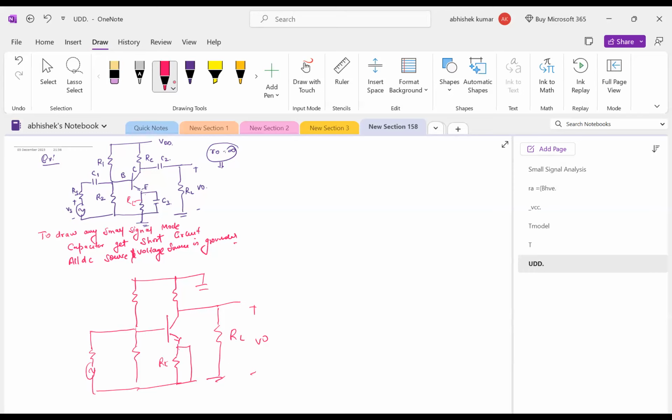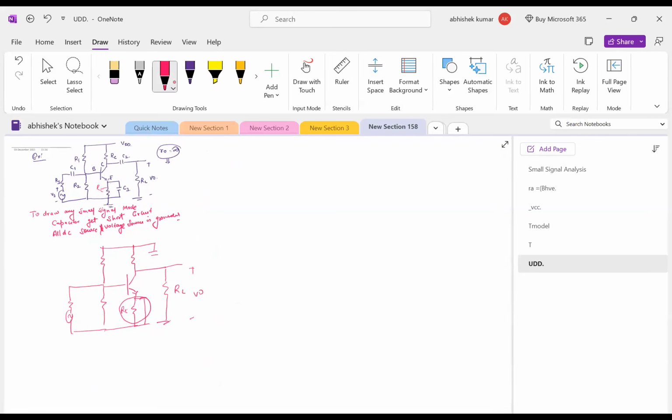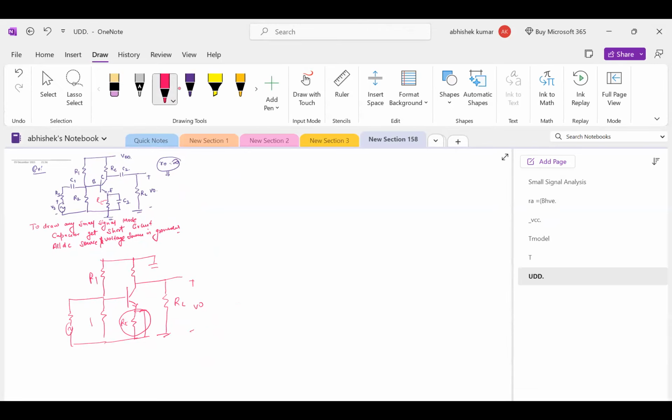Now, if the capacitor gets short circuited, then overall there's no RE. So basically, you have made just one small mistake only. Okay. Any doubt? This is R1, R2, RS, RC.